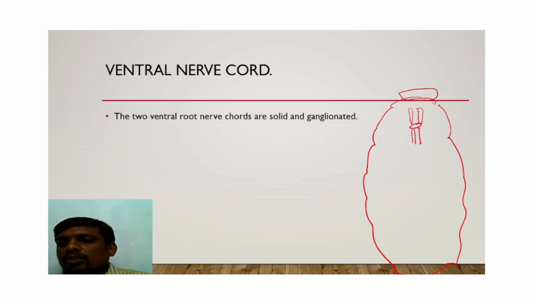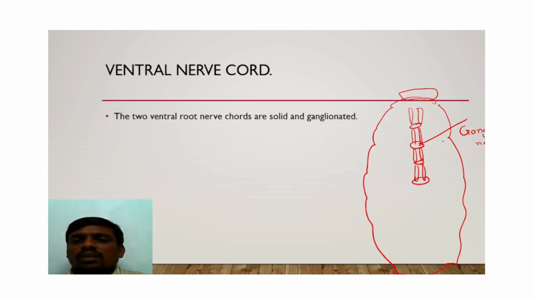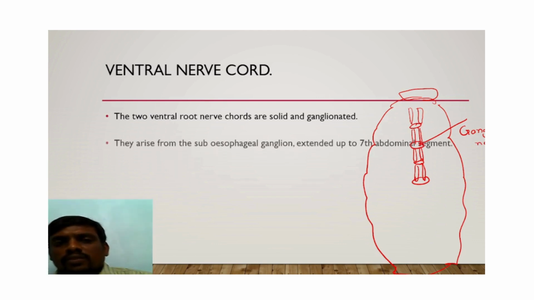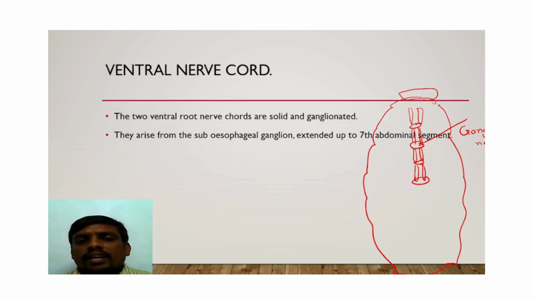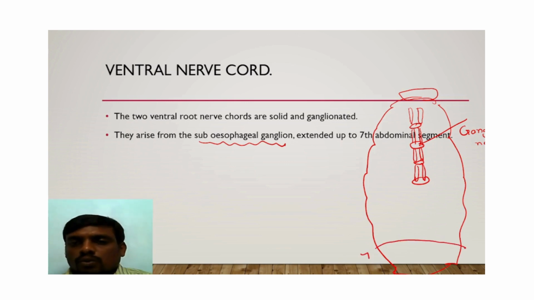Except at the ganglionic region, these double walled nerve cords run from the anterior region to the posterior region. This is the region called the ganglionic or ganglionated region. Here the two nerve cords that we are seeing arise from the subesophageal ganglion and extend up to the 7th abdominal segment of the cockroach.